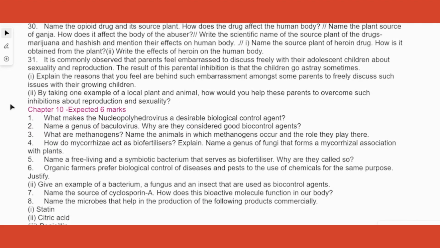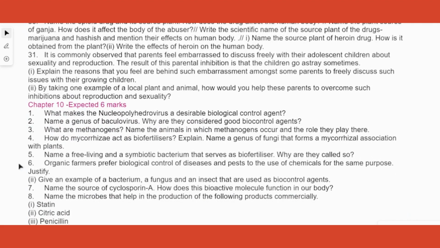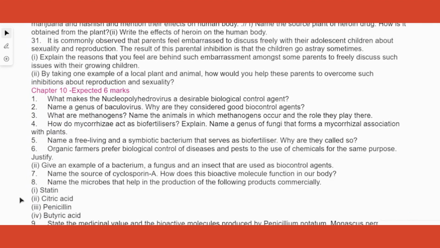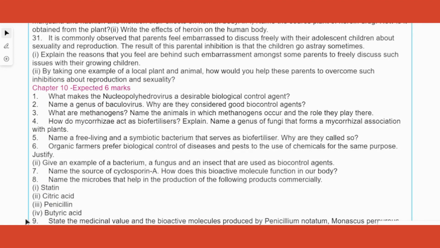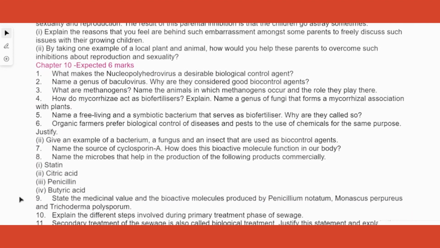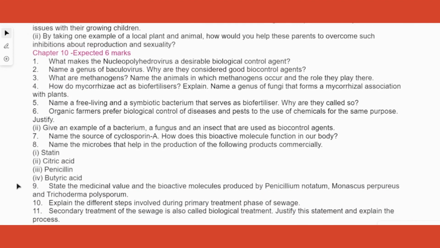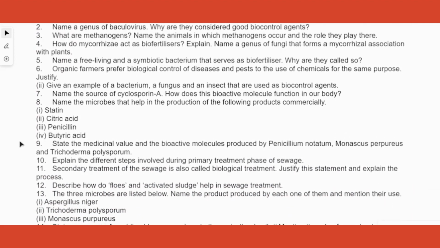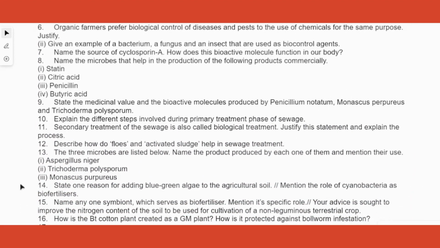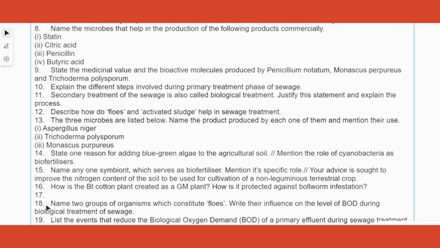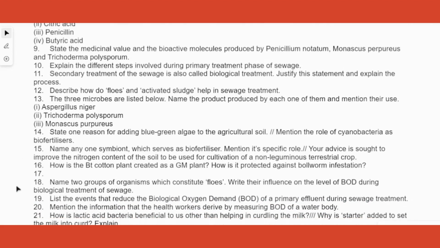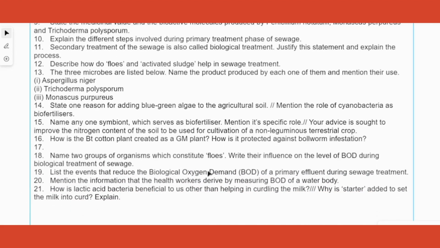Chapter 10 again, we are expecting 6 marks. Simple chapter again, not very complicated. Read the answer once, you will be able to do the exam well. So don't skip here. There are not so many questions compared to the other one. Some numbers I've skipped by mistake. Sorry about that.